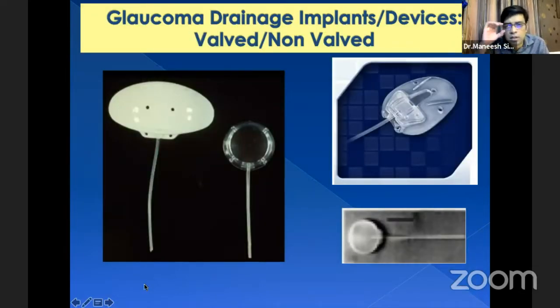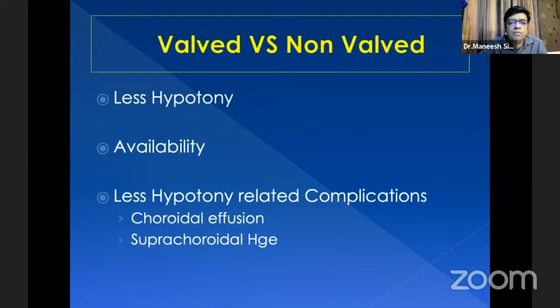Whenever you're starting a glaucoma shunt, it's important to choose the right shunt. I personally believe, and there are no financial interests, that you should start with the valved implant like an Ahmed glaucoma valve, because overall the valved implants tend to have lesser hypotony and lesser hypotony related complications. So you have less choroidal effusion and suprachoroidal hemorrhage. Non-valved implants like the Baerveldt or the Molteno do have a more steep learning curve. So once you're more comfortable with the Ahmed glaucoma valve, then you can switch to non-valved implants.